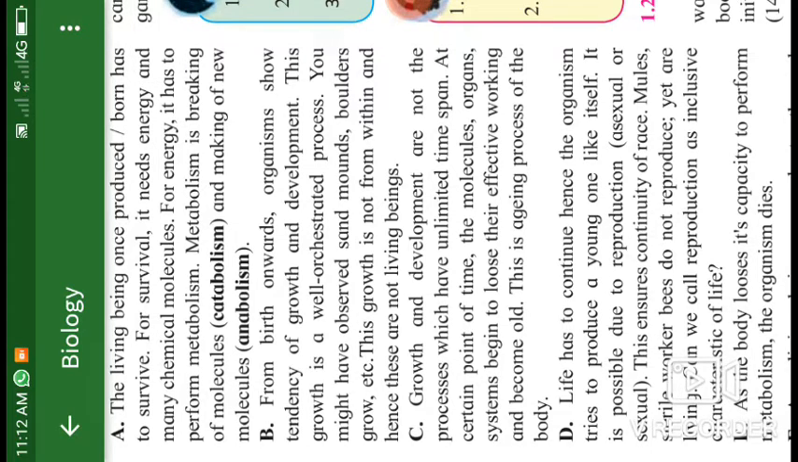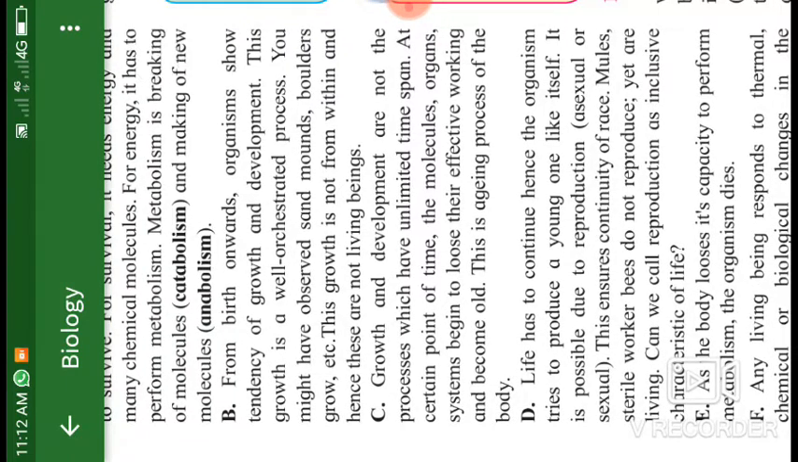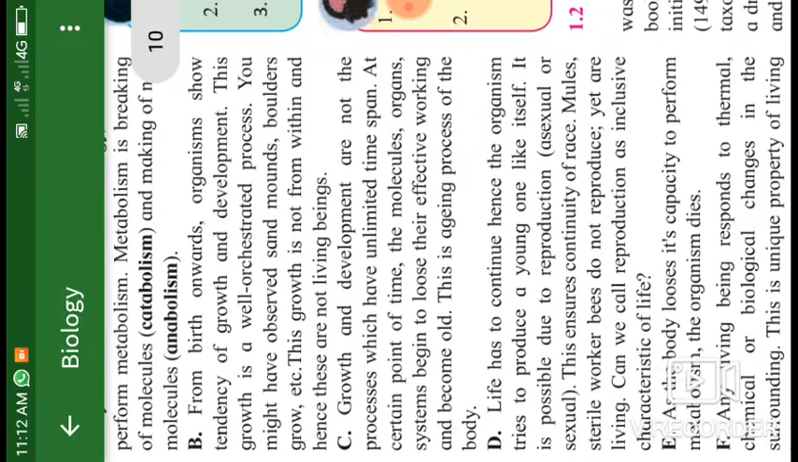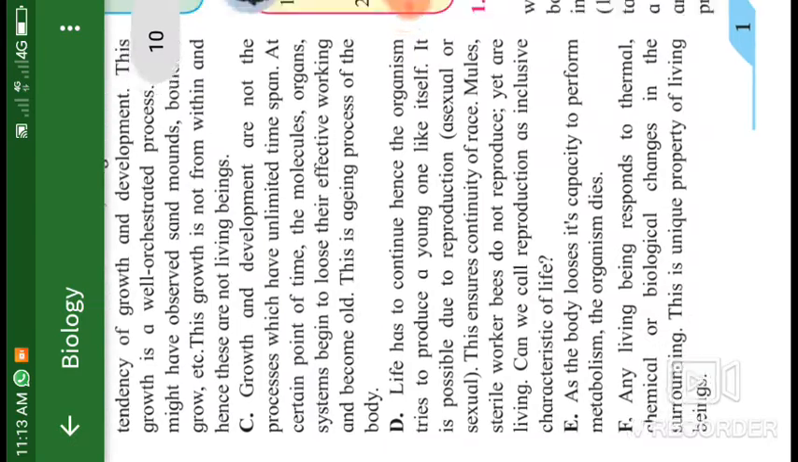This growth is a well-orchestrated process. You might have observed sand mounds, boulders, and their growth. This growth is not from within, and hence these are not living beings. Growth and development are not processes that have an unlimited time span. At a certain point of time, the molecules and organ systems begin to lose their effective working and become old. This is the aging process of the body.